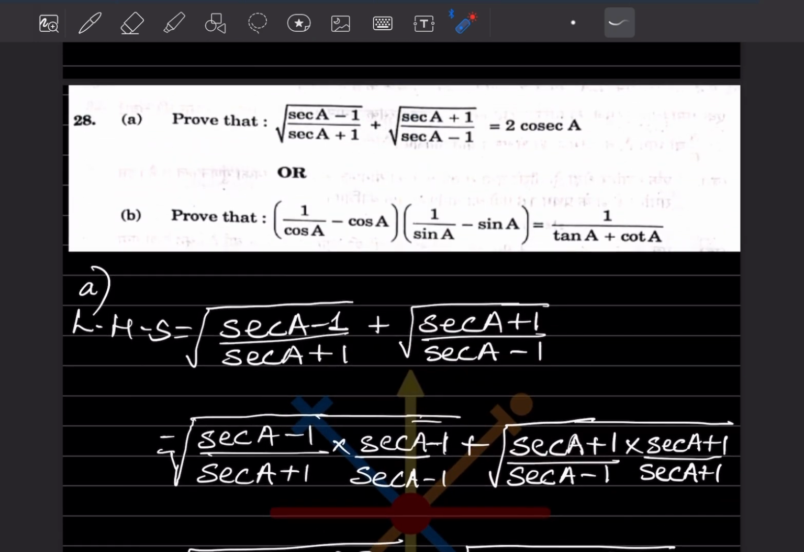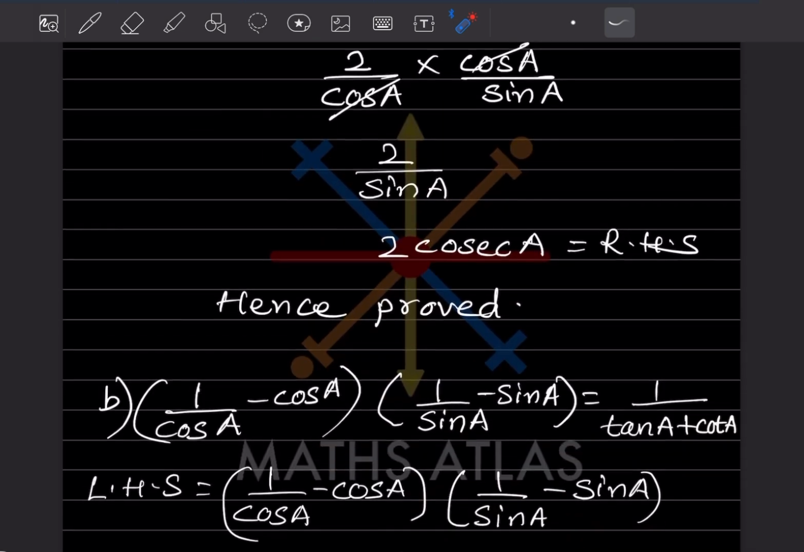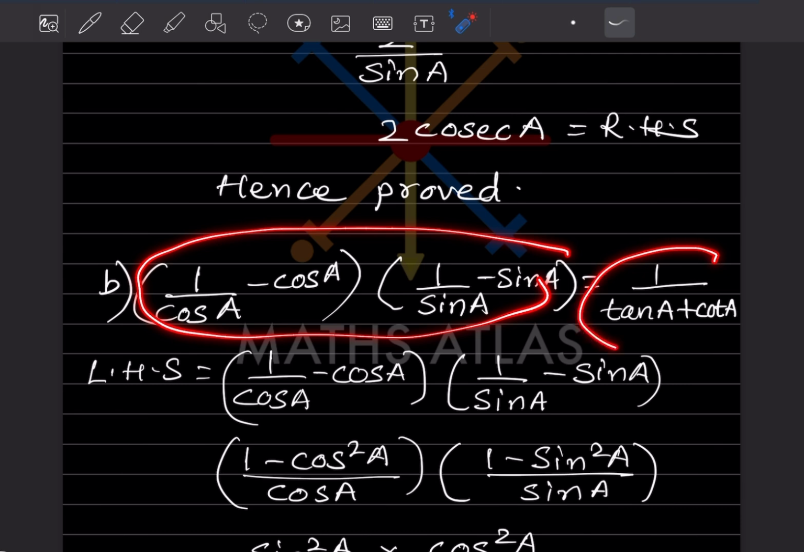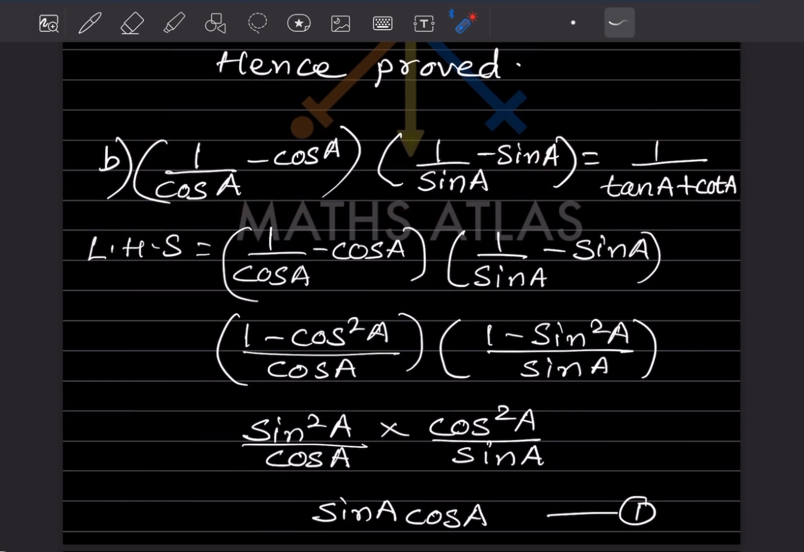Now here, prove that 1 by cos a minus cos a, and so on. This is the same thing, I have written it here. So here what happens? This is the LHS and this is the RHS. So what can we write here?